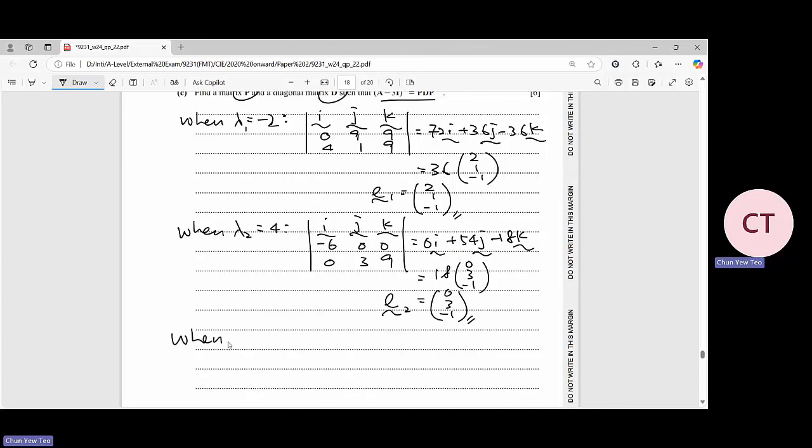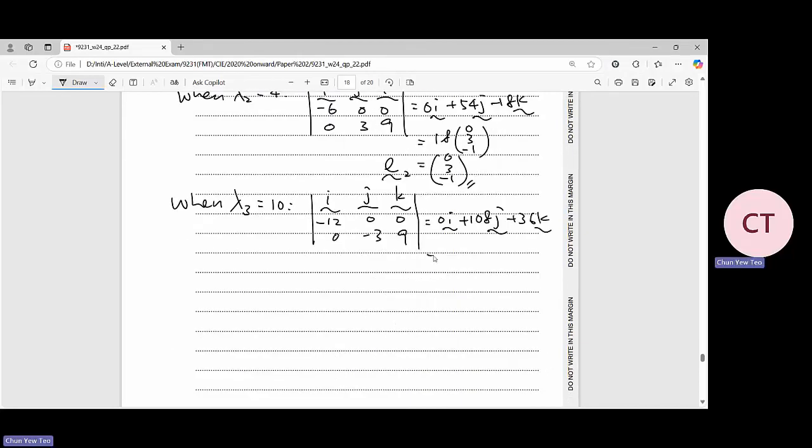Now we want to go for the third eigenvector, where lambda 3 is equal to 10. Repeat the same process again. I will choose negative 12, 0, 0 and 0, negative 3, 9. Do the cross product, I have 0i plus 108j plus 36k. I can take the 36 out, giving 0, 3, 1. So therefore, my third eigenvector will be 0, 3, 1.